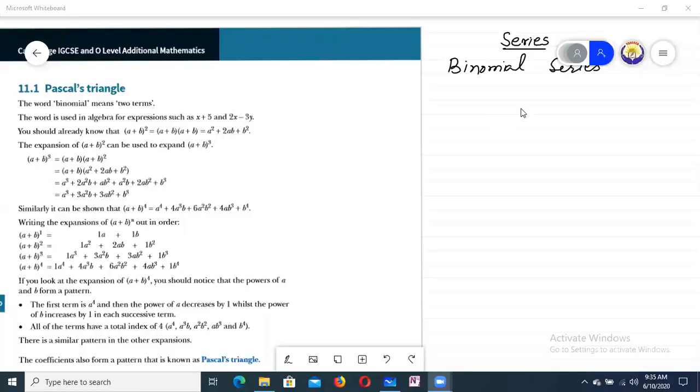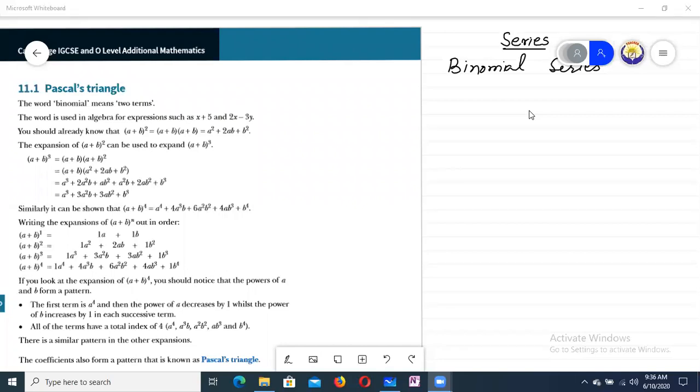In the last lecture, we finished the chapter on kinematics, and now we are going to start the new chapter, series. In this chapter, first of all, we will study the Pascal triangle. This Pascal triangle we use to expand the binomial series. First of all, I will discuss what is a binomial series or binomial expression.